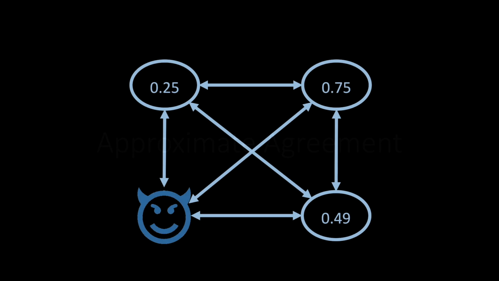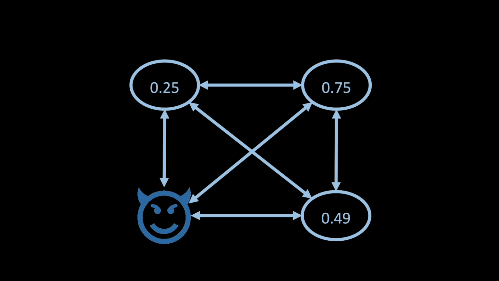In this video, we will talk about a variant of Byzantine agreement called Approximate Agreement, and we will see how to solve it in a synchronous network. We will be looking at a setting of n nodes in a network. Out of these nodes, f are Byzantine. Each correct node has a real value as input.